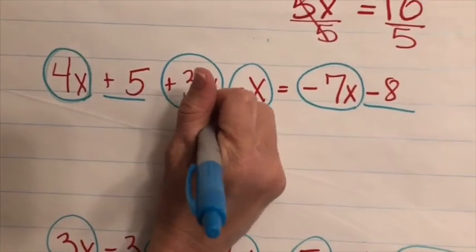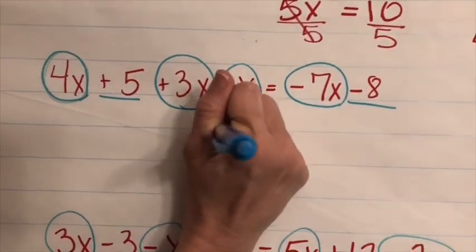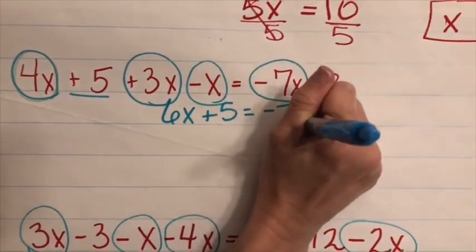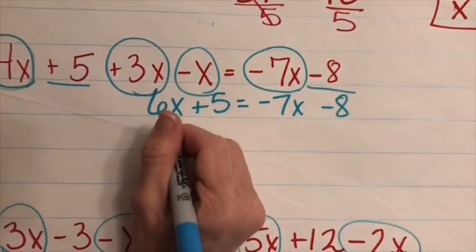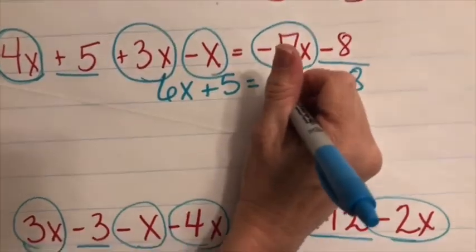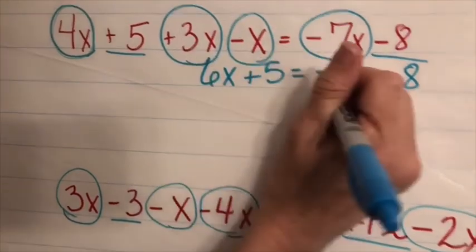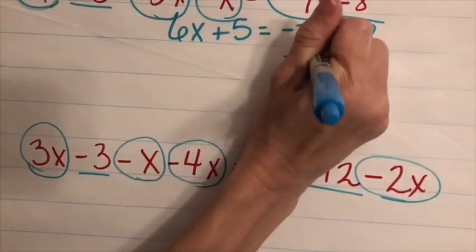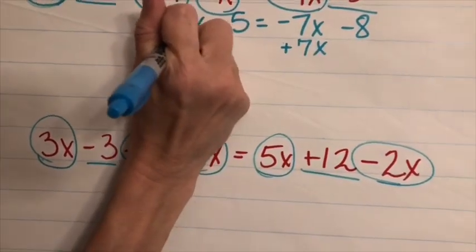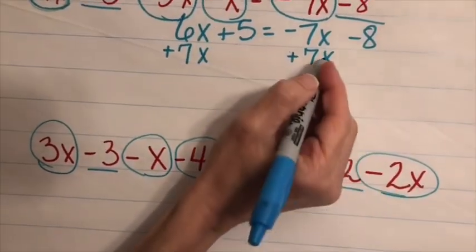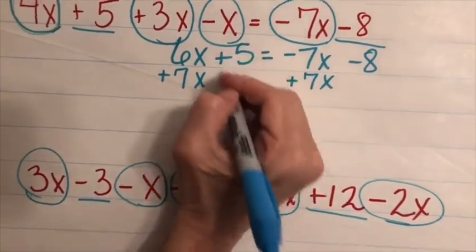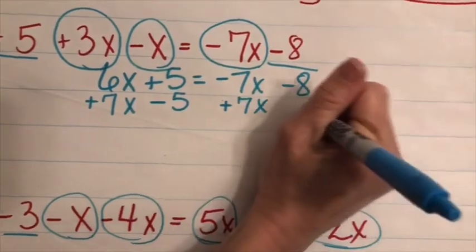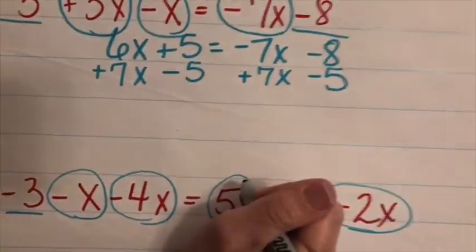So we end up with 6x plus 5 equals negative 7x minus 8. Now it's just like the one from the previous lesson. We have to get all of our x's over here and all of our constants over there. So we're going to add 7x to both sides. I'm going to go ahead and show getting rid of my constant in the same step, and I'm okay if you do that as well. Minus 5 from both sides.